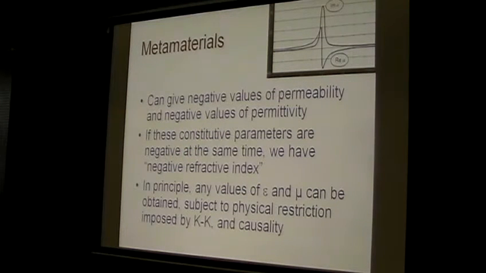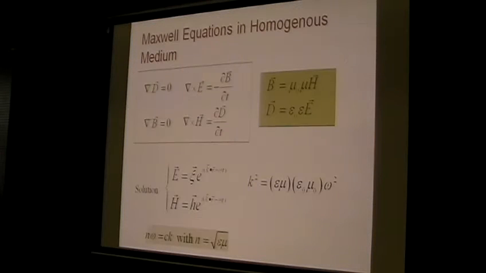I'm going to tell you right away that if these are what we call epsilon and mu, if they're negative at the same time, then in fact we have something called a negative refractive index. In fact, in principle, just about any value of epsilon and mu can be obtained for some frequency if you are able to manipulate the material and the microstructure. Okay, and I'm going to show some examples later.